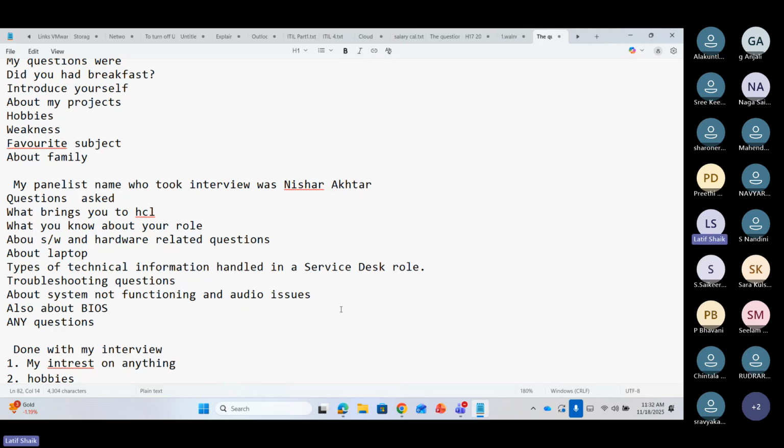Troubleshooting questions. We got some troubleshooting related questions also. Already discussed in the document, there are also questions and answers on technical issues. Type of technical information handled in the service desk. About laptops, give some examples of technical issues also. Or search in Google, you will find different kinds of outputs. Also questions about knowing your role: what is your service desk analyst role? Software and hardware related questions. What brings you to HCL?